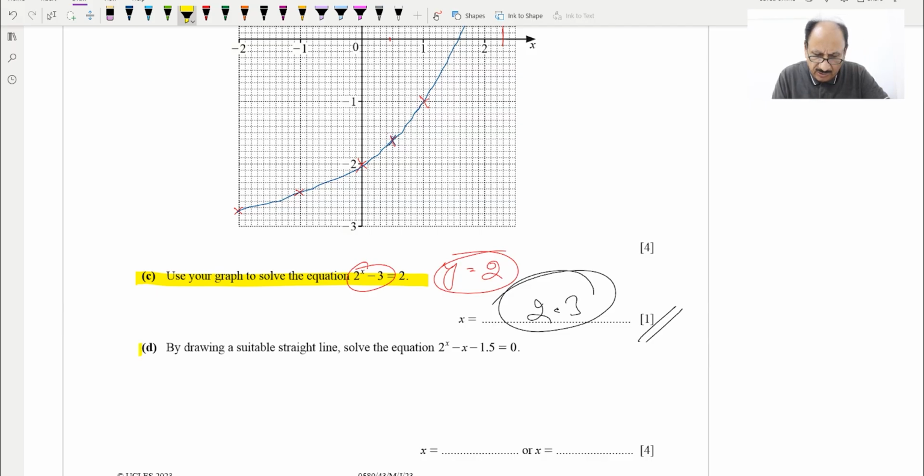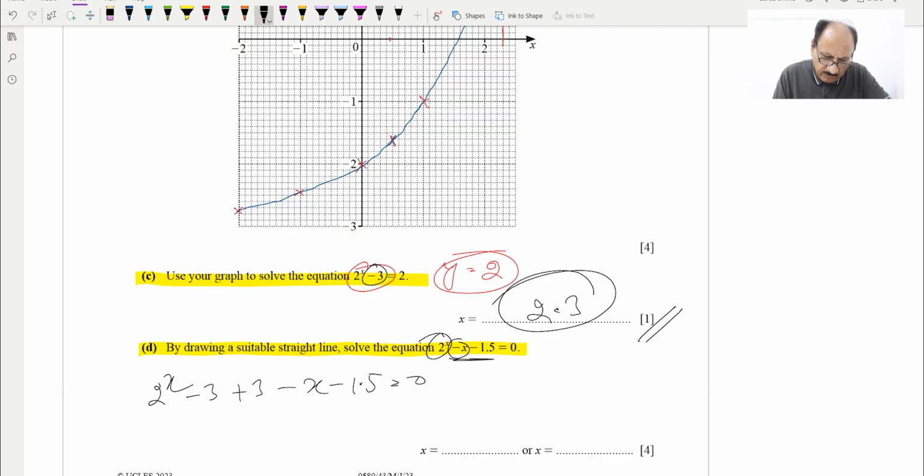And then they are saying, by drawing suitable straight lines, solve this equation. So our y value is 2 to the power x, which is there, and minus x is not there. But we need minus 3. So we write minus 3 and plus 3 on our sides to equalize this, and then minus x and minus 1.5 is equal to 0. So this will be our y portion.